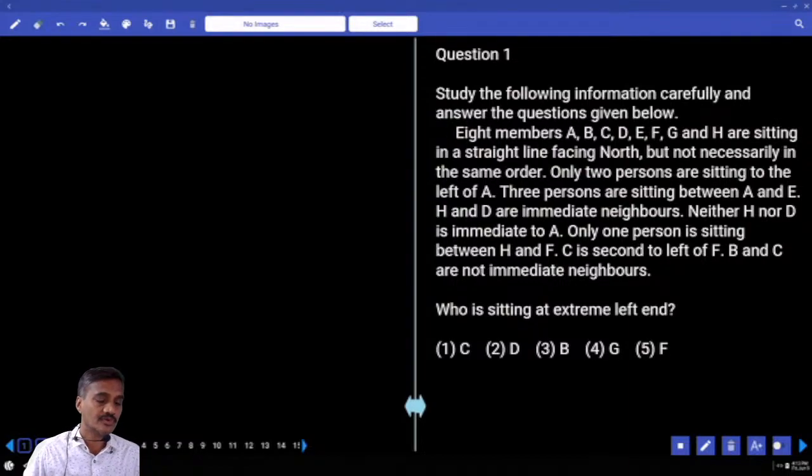Paper number 48, RRB Clerk Prelim. Now, questions number 1 onwards are based on a row arrangement.